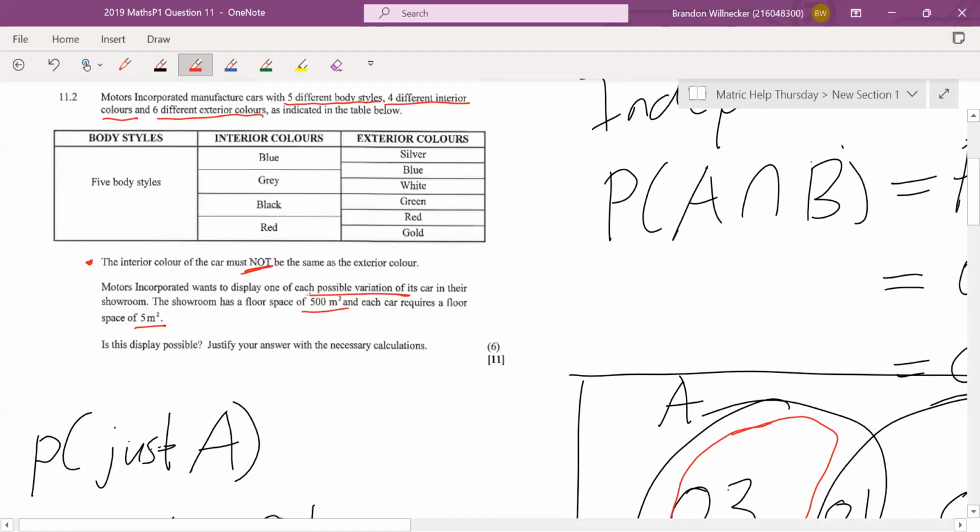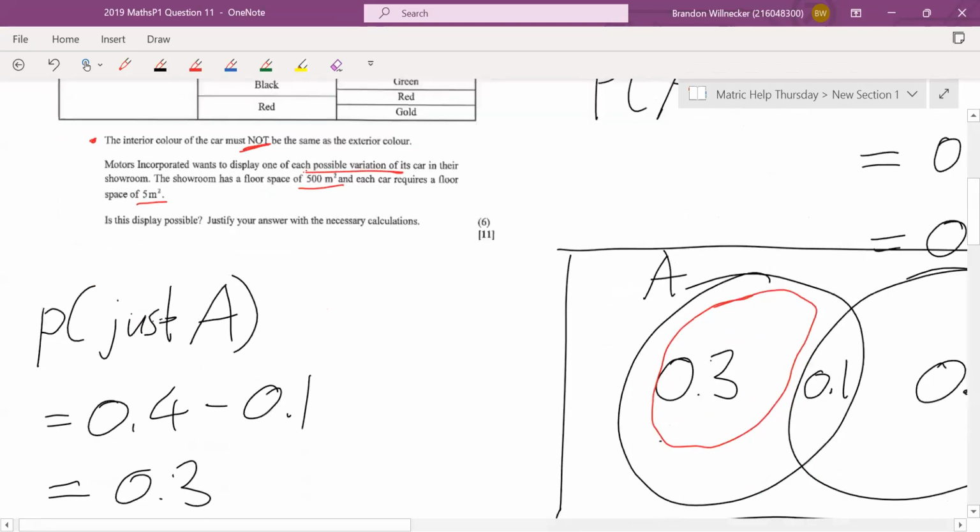Is this display possible? So what do they want? They're asking, if we look at all of the possible cars that satisfy the restriction, of course, and we look at the total area covered by all of those cars, would that fit in the showroom space or not? That's what we want to know. So how do we answer that question? We need to know how many cars there are. So let's take a look at this one.